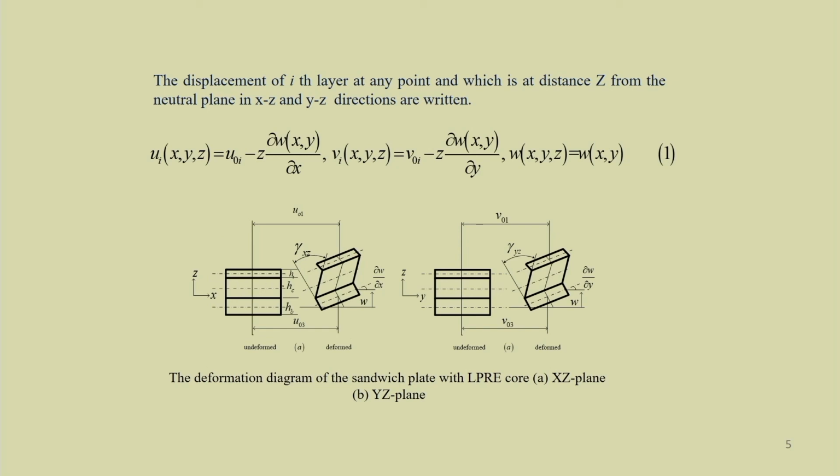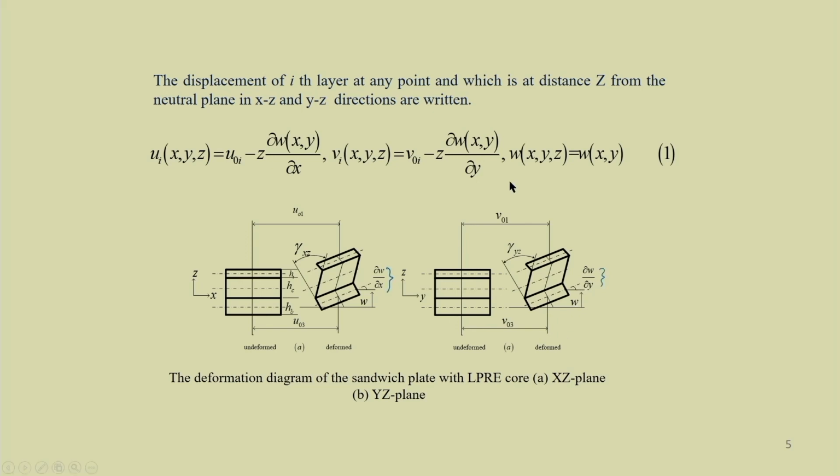If you take a layer at a distance z from the neutral axis, then the axial deformation can be written using this equation, that is u0i minus z into del w by del x. Similarly, vi you can write equal to v0i minus z into del w by del y. So, this is del w by del y and this part is your del w by del x. Here w is the displacement in the transverse direction.